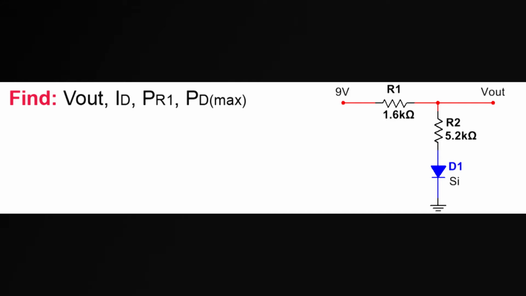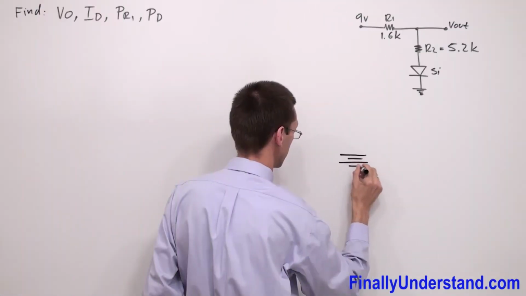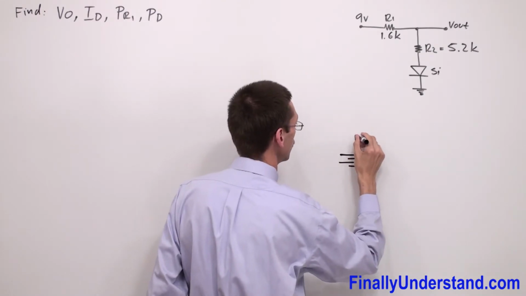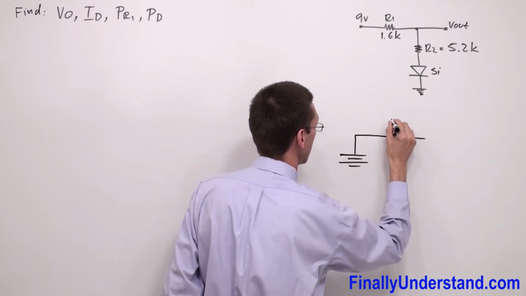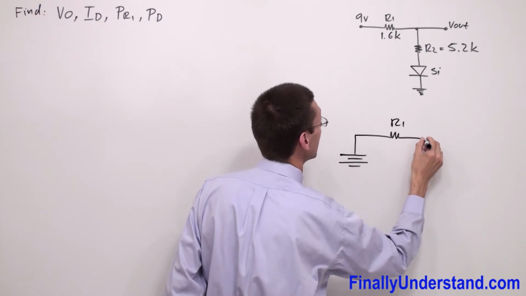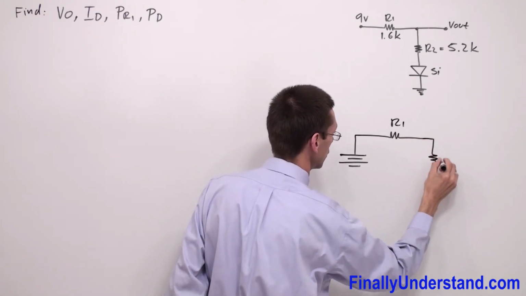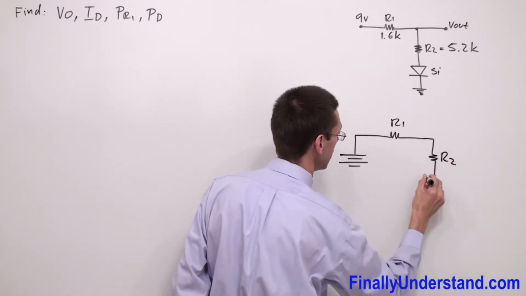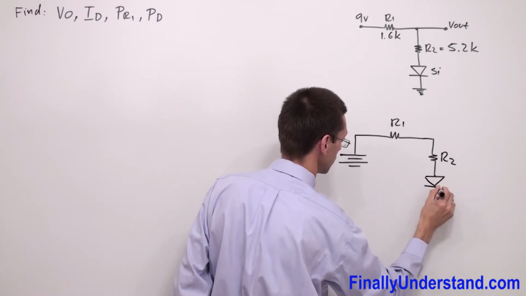We have another example on the board. The very first thing which I would do, I would redraw the circuit. Okay, so we have power supply, right? We have 9 volts. So I have power supply and I have resistor R1, I have resistor R2, and I have diode.